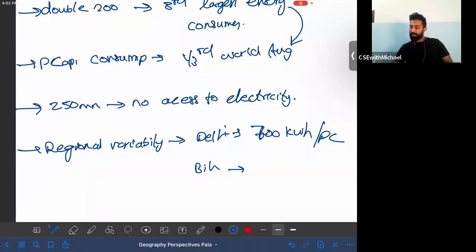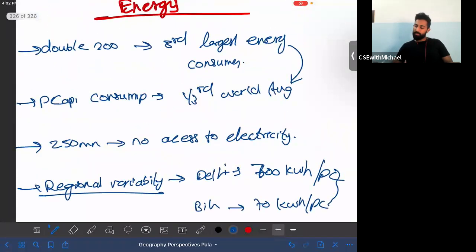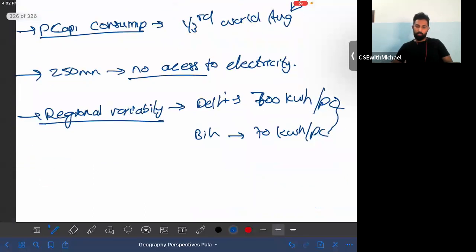Now, Bihar, it's only about 70 kilowatt hours per capita. This is the difference in regional variability. So there is regional variability and lack of access, and that results in less per capita consumption worldwide. Okay. Now, the sectors which accounted for maximum energy use were industry, buildings, transportation, etc.